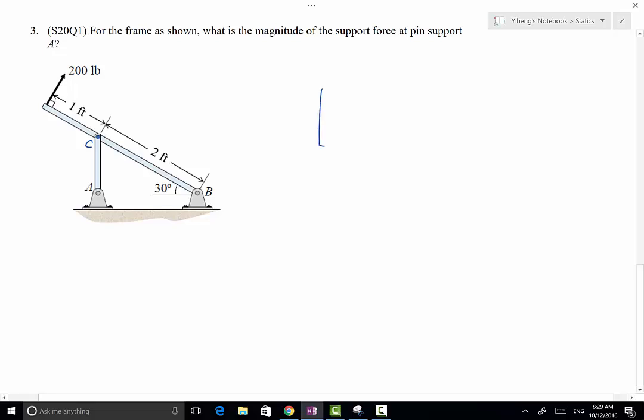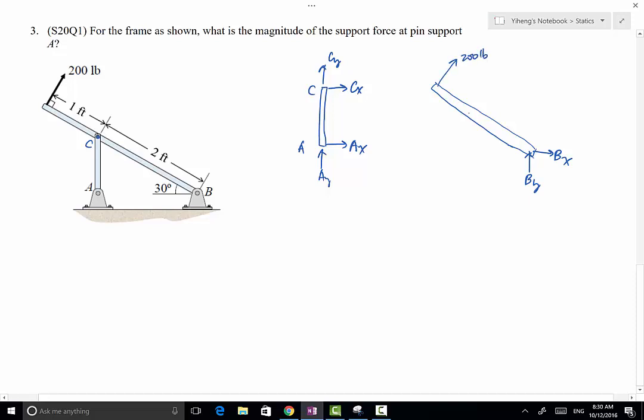So we have the free body diagram of AC, which is pinned at both ends. So we have AY here and AX, and CX and CY. But then we draw the free body diagram of BC. Here we have BX and BY. Here we have the applied 200-pound force. But at point C, we will have the action and reaction of CX and CY.